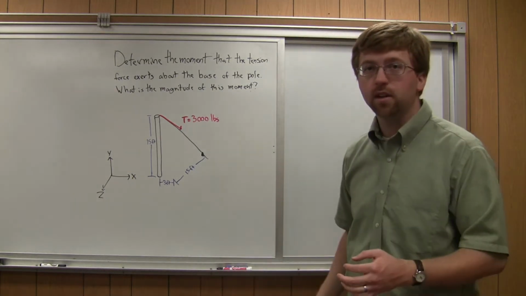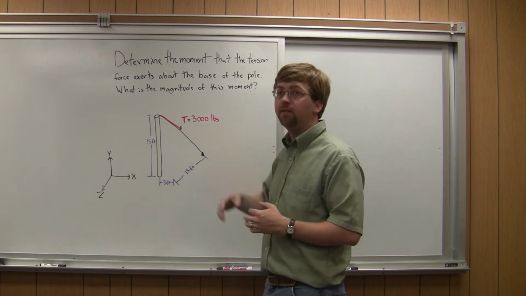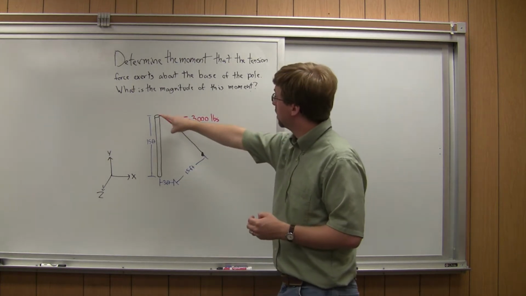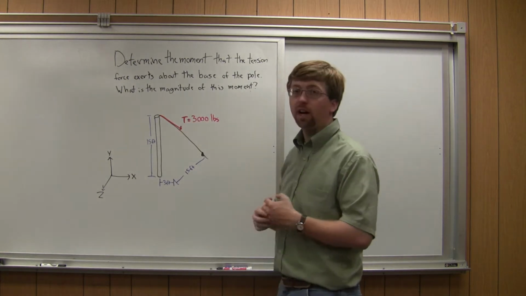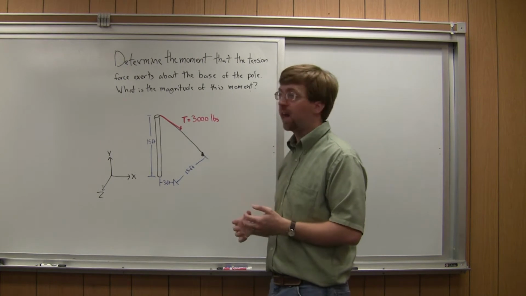Workflow for this particular worked problem. We've got something like a telephone pole. It's about 15 feet tall. And on that telephone pole, we've got a cable attached to the top and attached to a point on the ground with a tension of 3,000 pounds in that cable.